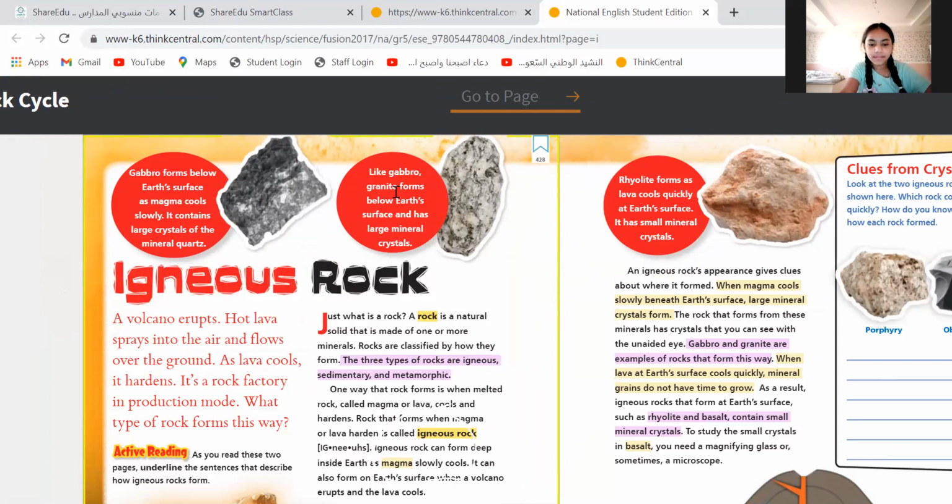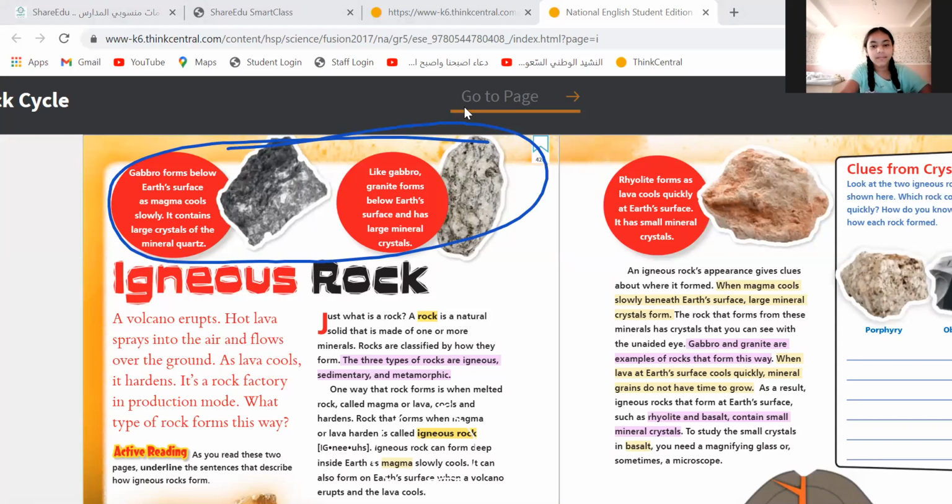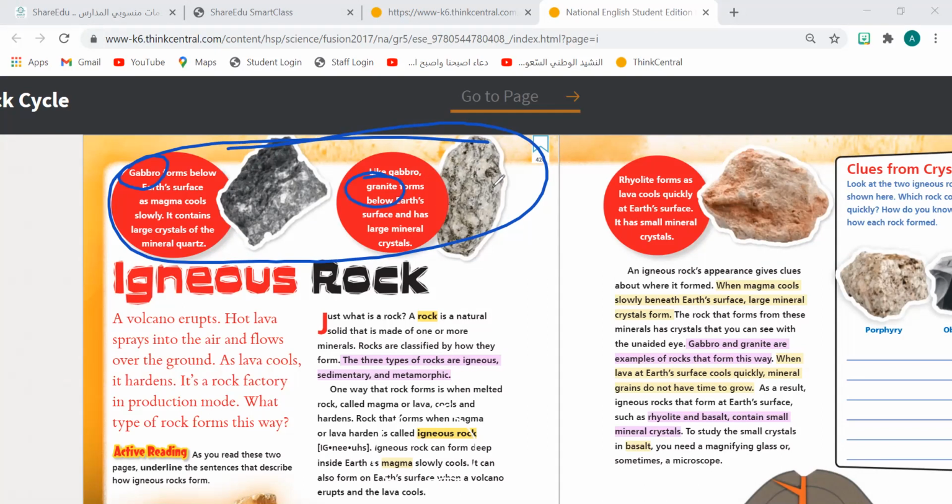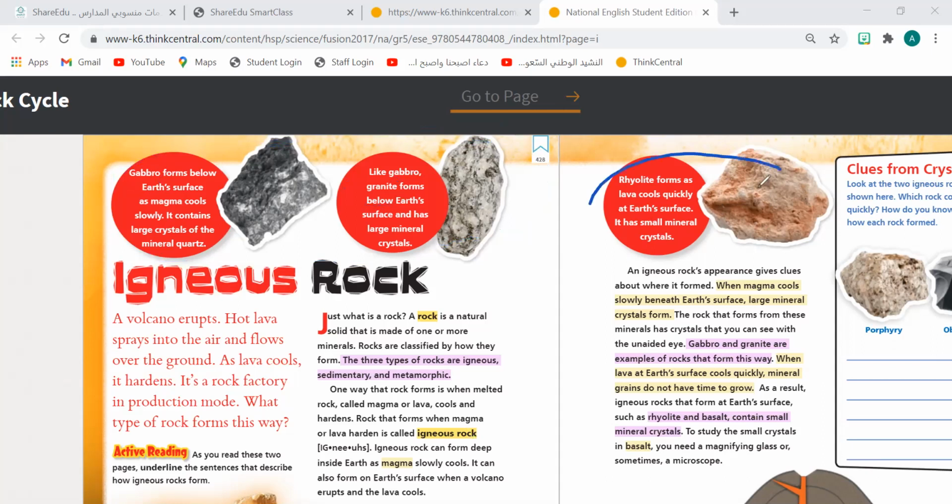Okay, gabbro and granite, both of them over here, they are next to each other. See, the gabbro and granite, they came from a cooled lava or magma, but they cooled down very slowly, so they took their time to mix with large mineral crystals, very large mineral crystals. Look at these two rocks. You can see the minerals with your own eye. They are very shown over here. They have unique colors. They have unique shapes, unlike other rocks. These are the usual rocks.